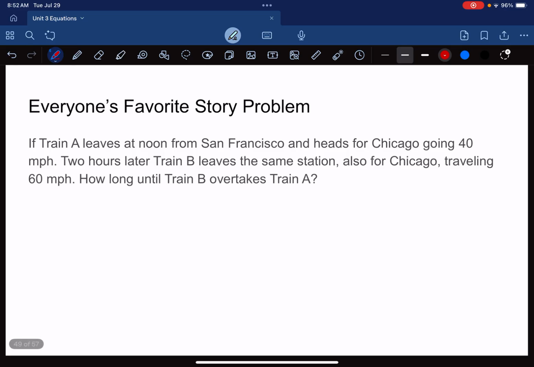All right, everybody's favorite story problem is about trains. You know, if train A leaves at noon from San Francisco and heads for Chicago going 40 miles per hour, and 2 hours later, train B leaves the same station, also for Chicago, traveling 60 miles an hour, won't train B eventually catch up to train A? And the question is, how long does that take? Okay, so I'm going to set up a little table to help me do these, okay? So let me see here if I can get a little table set up.